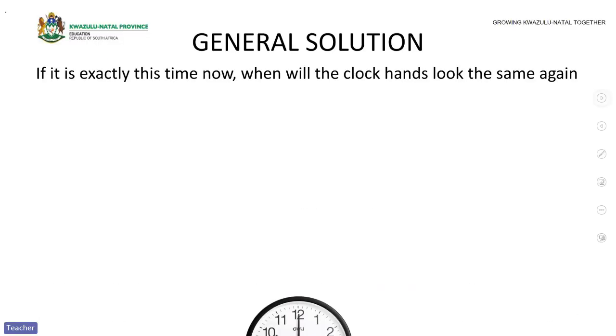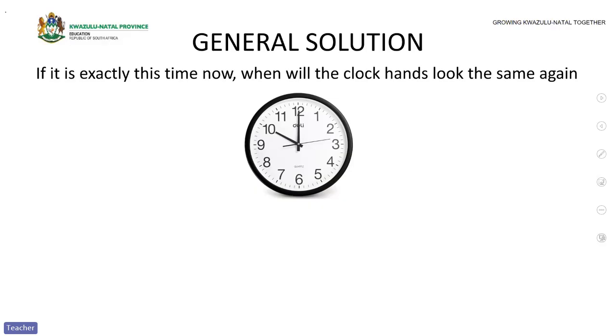So my question will be, if it is exactly this time now, when will the clock hands look the same again? So that is my question to you. If it is 10 o'clock right now, when will the clock hands look the same again?